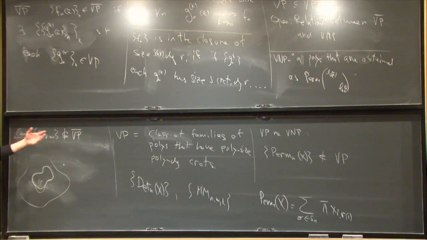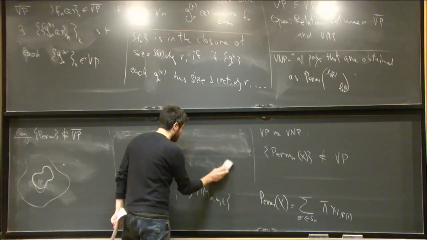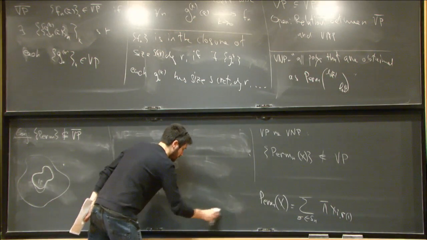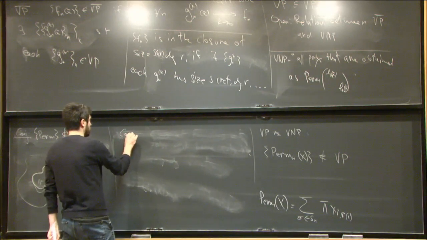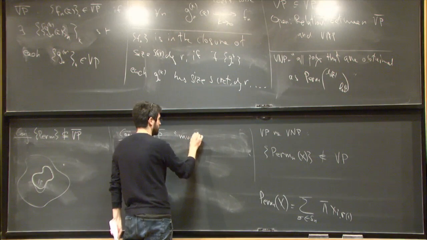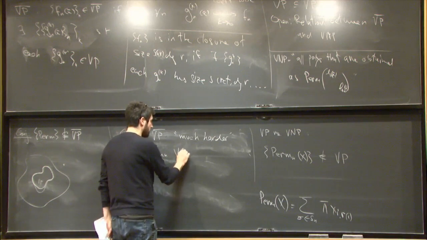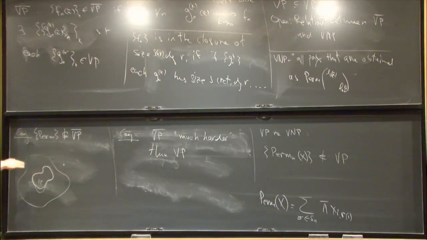VP bar is clearly a richer family of polynomials than VP. We don't know how much richer it is, but it looks to be richer. It is believed that it contains hard polynomials, but this is not known. So it's a conjecture that VP bar is much harder than VP. Again, I'm not sure how many supporters there are for this conjecture; some people believe it, and some people believe that it's not as difficult, but that's one conjecture.